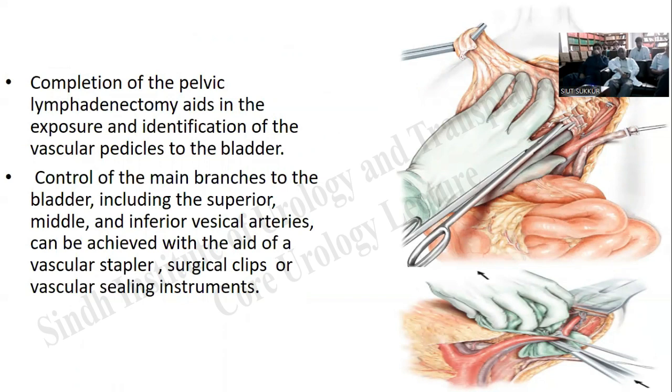At the completion of the pelvic lymphadenectomy, it aids in the exposure and identification of the vascular pedicle to the bladder. Control of the main branches to the bladder, including the superior, middle, and inferior vesical arteries, can be achieved with the aid of a vascular stapler, surgical clips, or vascular sealing instruments.